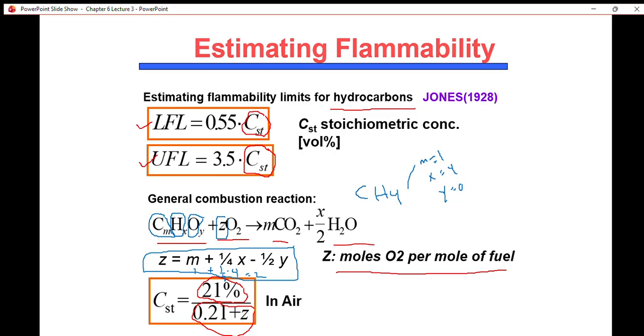Therefore each 1 mole of CH4 will require 2 moles of oxygen to be combusted, or oxidized completely, to give you carbon dioxide and H2O as well. So this is how you calculate CST. And as I mentioned earlier several times, these formulas you can have in your exam, or I will provide them for you, so you don't have to memorize most of these formulas.